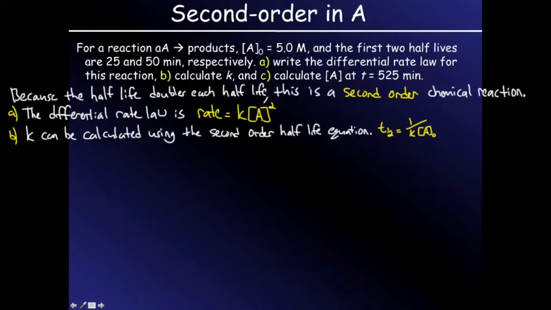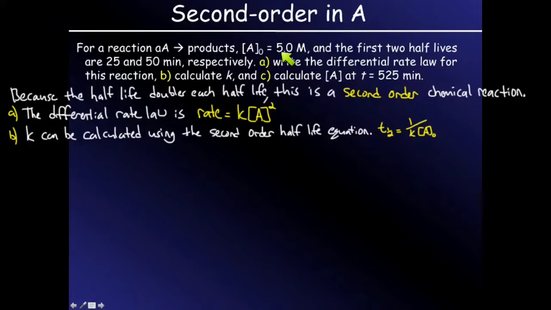Well, we always use the half-life that corresponds to the concentration we have. This is the initial concentration. The initial concentration is used to determine the first half-life. If, however, we were given the concentration after the first half-life, which would be 2.5 molar, then we would use the second half-life. So 25 minutes is what we will use.